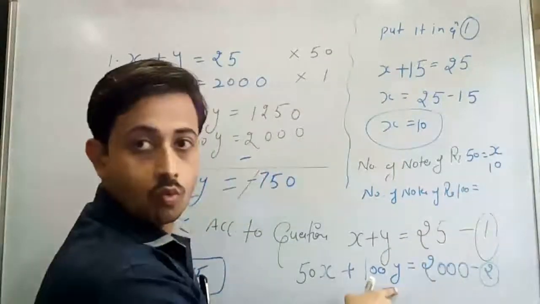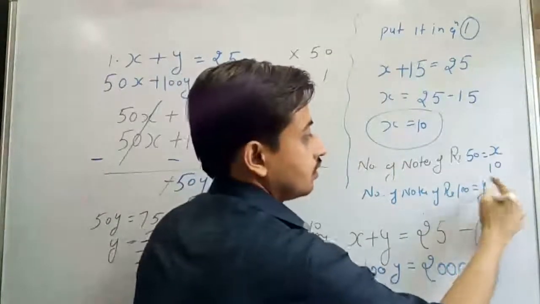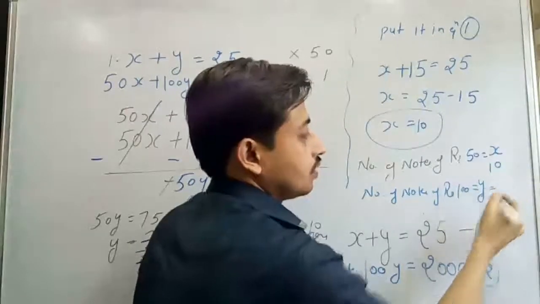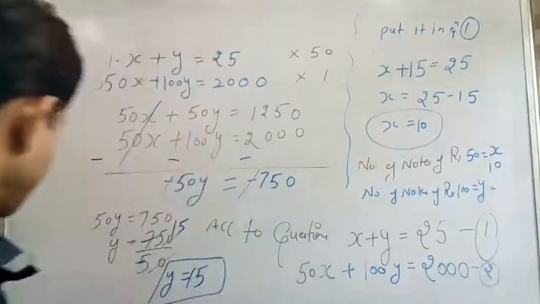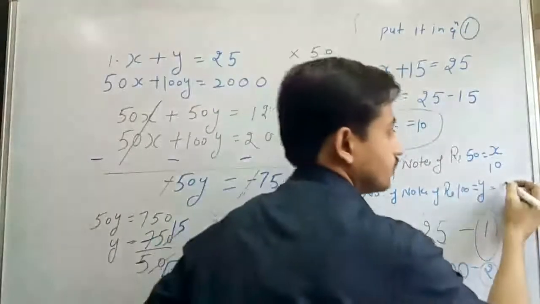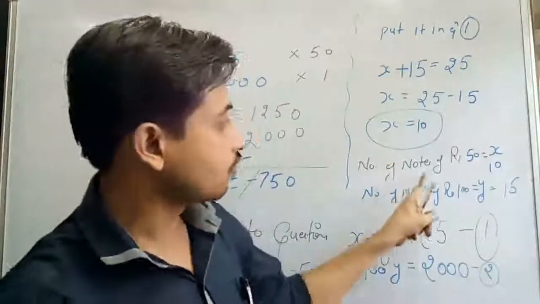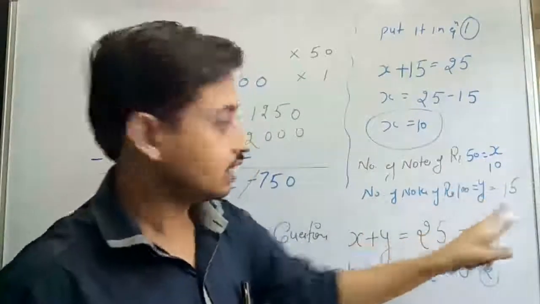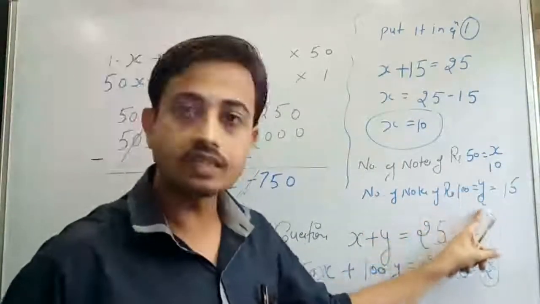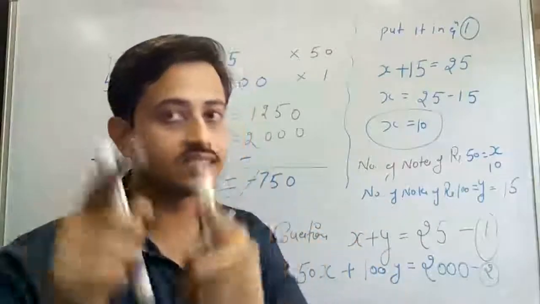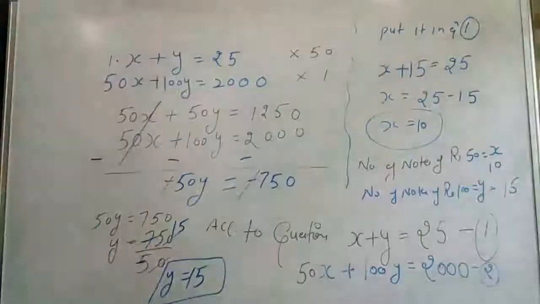We consider it y. Now what is the value of y? 15. So this is our final answer. It means the number of notes of rupees 50 is 10 and the number of notes of rupees 100 is 15. So please make a note.